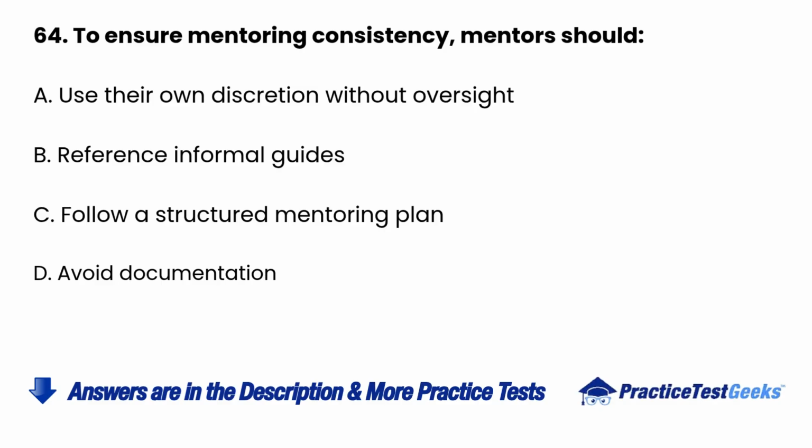64. To ensure mentoring consistency, mentors should: A. Use their own discretion without oversight. B. Reference informal guides. C. Follow a structured mentoring plan. D. Avoid documentation.